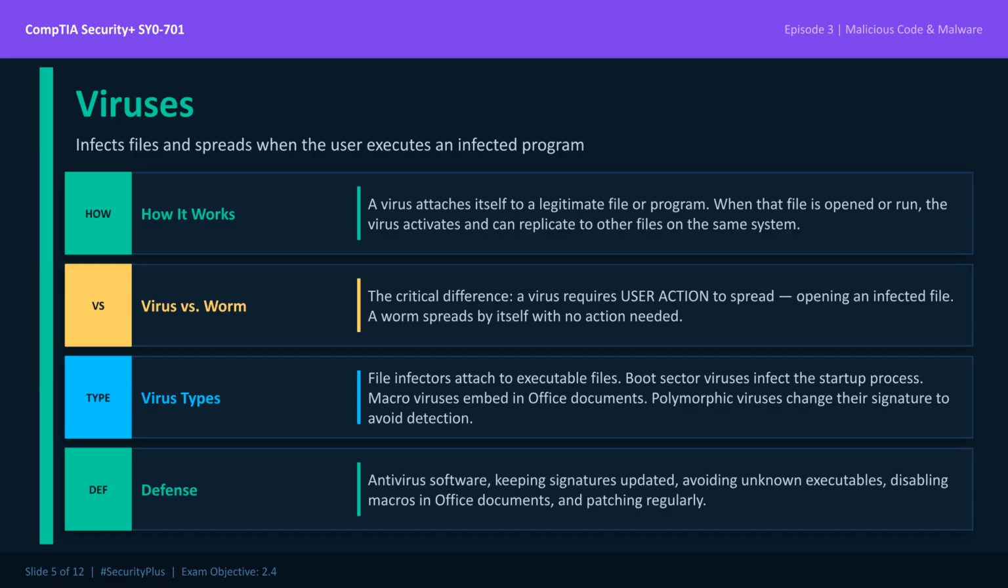A virus attaches itself to a legitimate file or program. When that infected file is opened or run, the virus activates and can copy itself to other files on the same system. The critical difference from a worm: a virus requires user action to spread, specifically, running an infected file. A worm does not need anything from the user. Virus types include file infectors, boot sector viruses, macroviruses that hide in Office documents, and polymorphic viruses that change their signature to avoid detection. Antivirus tools and keeping software patched are the primary defenses.